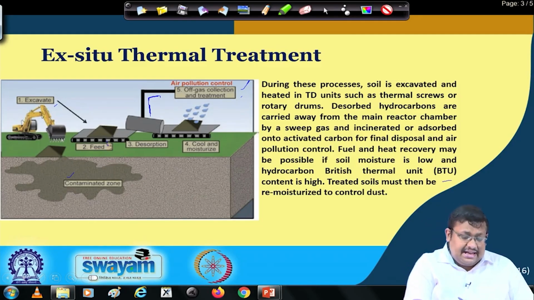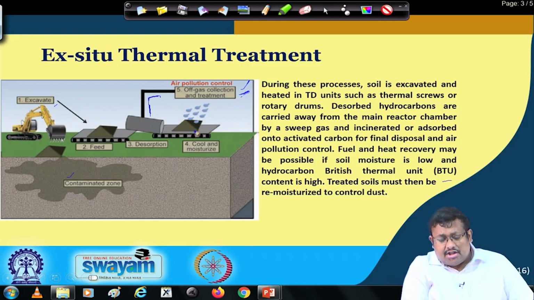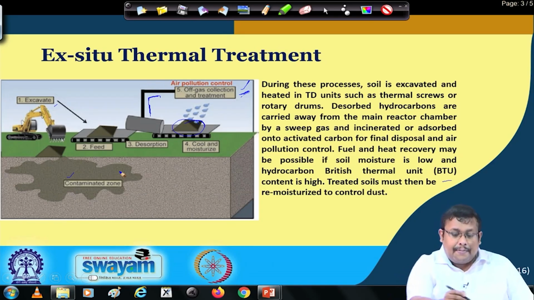So, you can see here, first we excavate the soil and then we feed it into this TD unit. In the TD unit, the dissolved hydrocarbons in the gaseous form are collected in the air pollution control, and then they are further treated with activated carbon for final disposal into the air. The treated soil is cooled and moisturized to control the dust. So, this is how this ex situ thermal treatment is done.